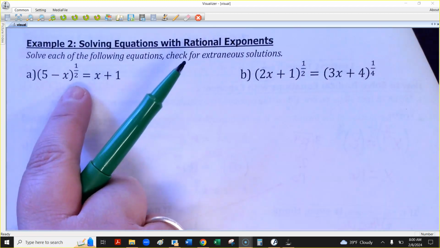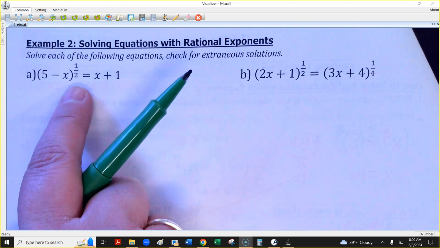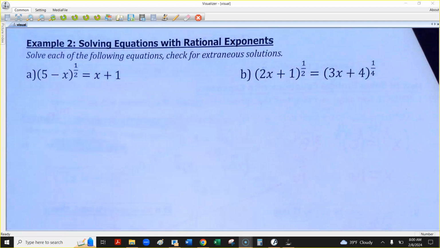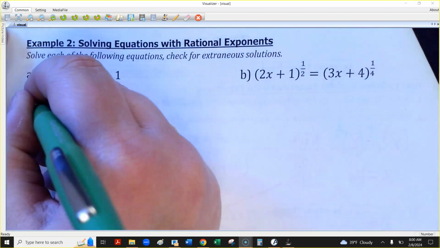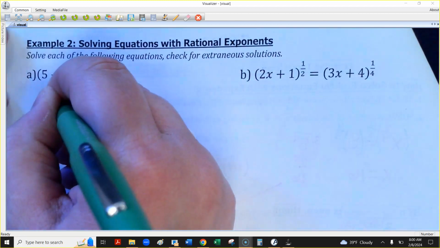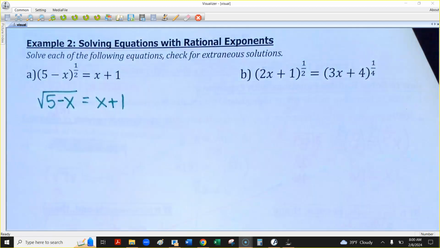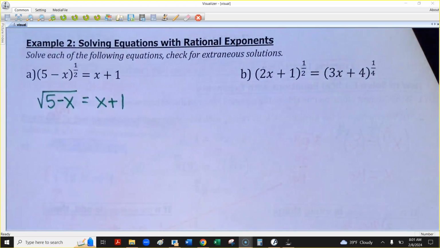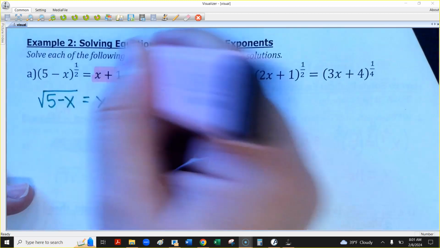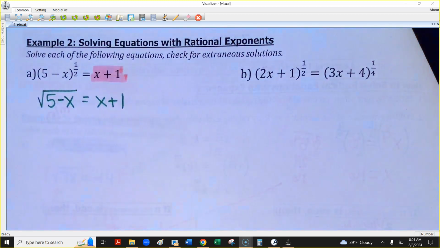So really, this problem, if I'm going to the 1/2 power, you're going to cancel that out. The reciprocal would just be 2. But if you guys remember, the 1/2 power is a square root. So really, this question is the square root of 5 minus x. That's really what's going on in this question. So we got to be careful when we square both sides that we can't have that equal to a negative number. If we have a square root, we can't have that equal to a negative.